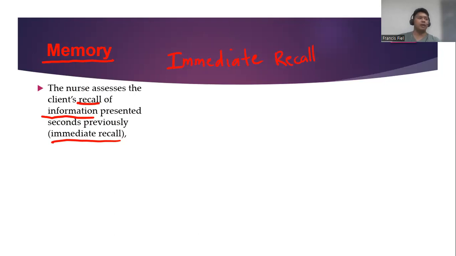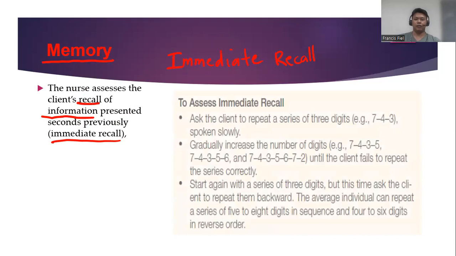Yan. So, how do we assess immediate recall, no? To assess immediate recall, madali lang. Ito lang yung gagawin natin. Ask the client to repeat a series of 3 digits spoken slowly. For example, ako yung nurse, no? So, ma'am, good morning po. I would like to test your immediate recall. So, meron akong sasabihin po sa'yo, then tatlong digit na number, then ulitin niyo sa akin. This is to test your memory po.